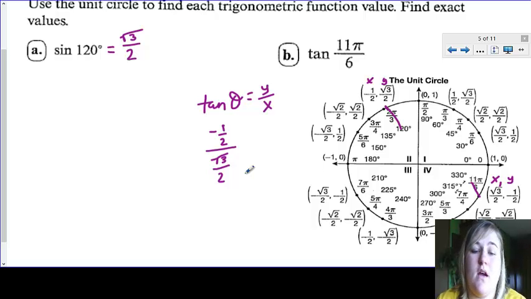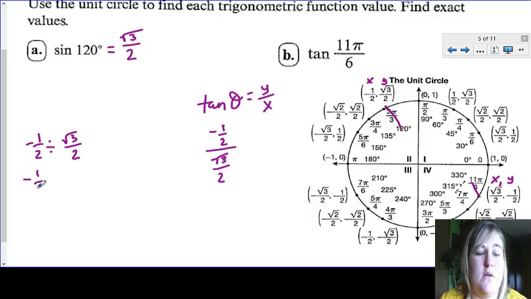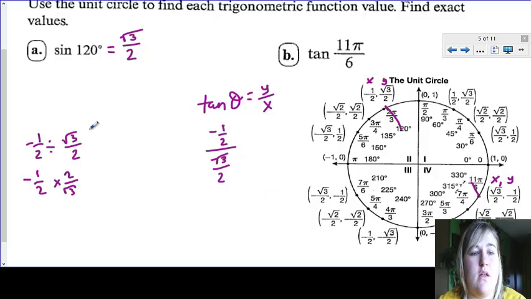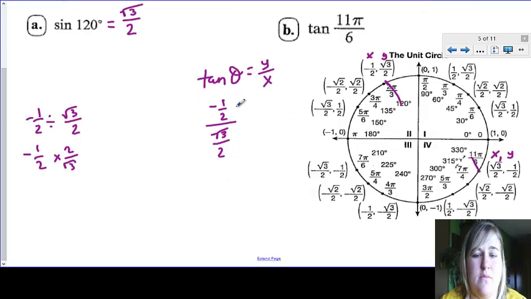And then from there, what I'm going to do is get rid of this complex fraction that I've got going on here. So I'm going to flip this and multiply. This is the same as if I had it written as negative 1/2 divided by radical 3 over 2. You should remember that we take 1/2 times 2 over radical 3. So that's what I'm going to do right here. Flip it and multiply it. So I'm going to multiply by 2 over radical 3. The 2's will cancel, so I have negative 1 over radical 3.